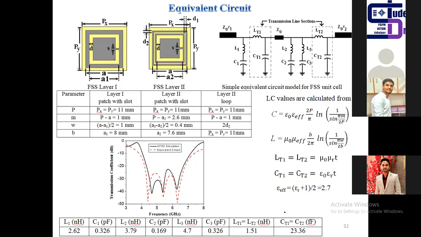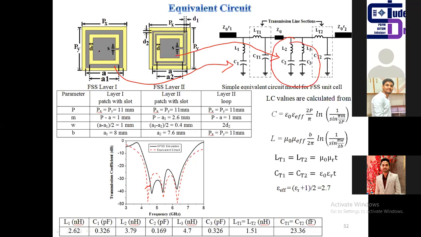I'm not going into much detail of this equivalent circuit again, because as I told you, you can model the band stop FSS or patch type FSS with series LC. As in the beginning of this presentation, I told you that is L1, C1, series 1. Then again L2, C2, and L3, C3, that is for the second layer. So for the top layer or first layer, you can have L1, C1. And for the second layer, you can have L2, C2, and L3, C3.